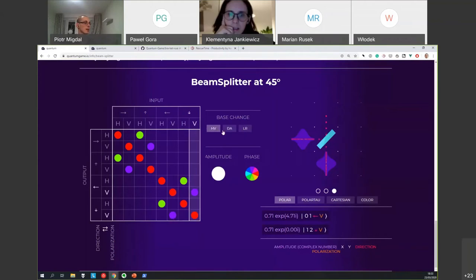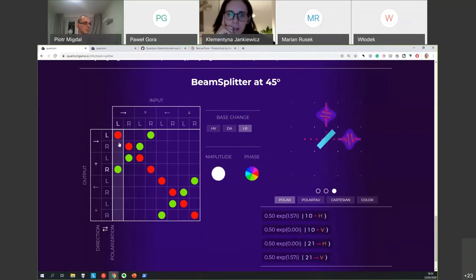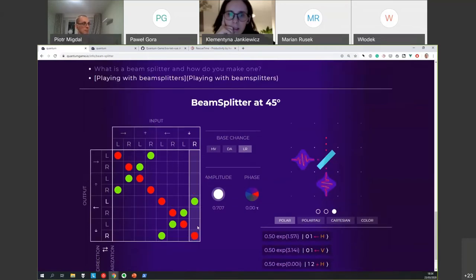You can use H for horizontal, vertical, but also linear and left-handed and right-handed circular polarization. And in this case, you see it's exactly the same as in the game. But we also see that things get changed in a mirror. If it gets reflected, left changes to right and vice versa, as we would expect.